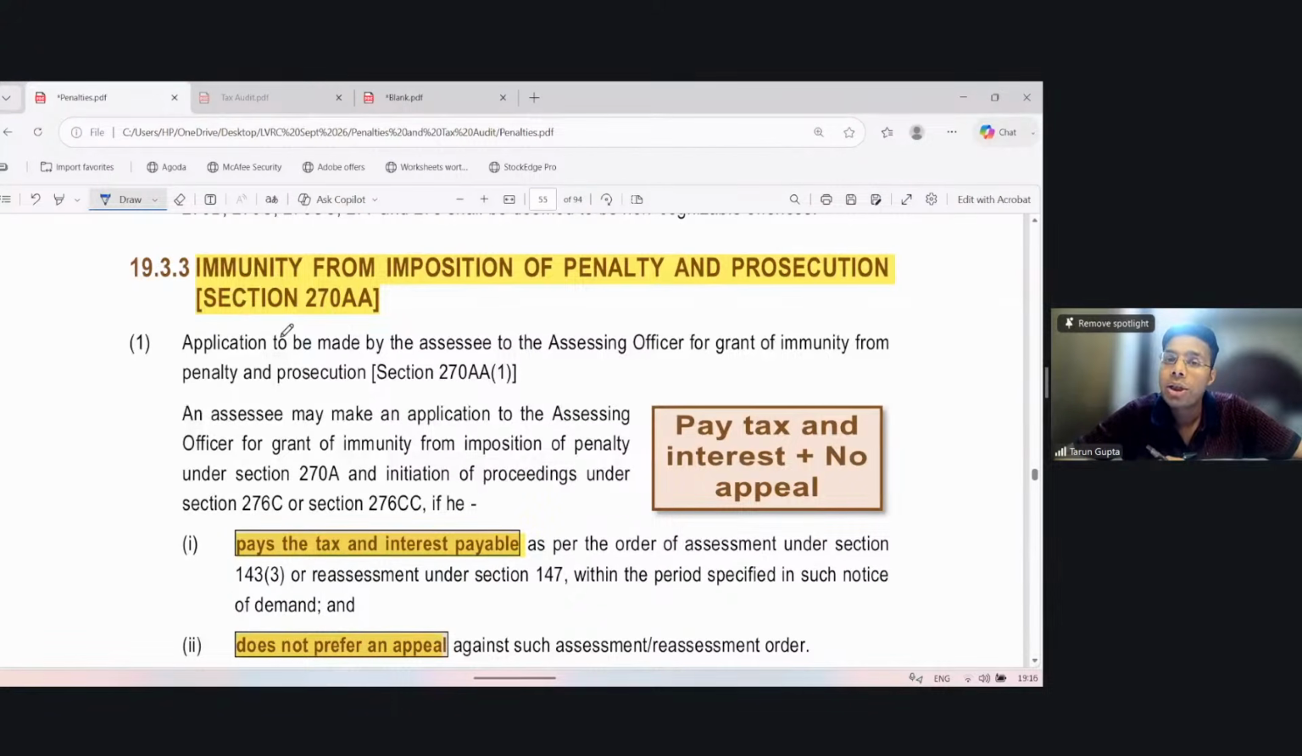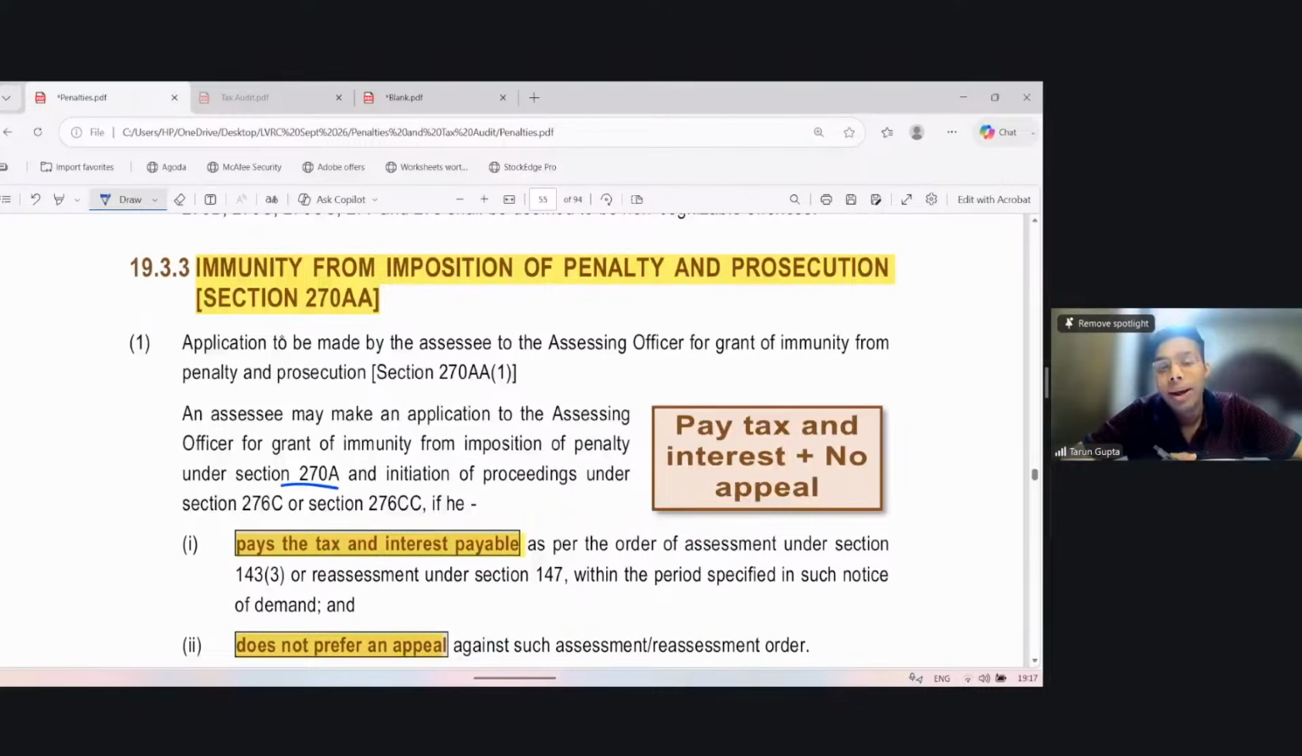So against whom, in respect of which section, can the immunity be granted? Penalty under section 270A or 276C or 276CC prosecution. So if the assessee wants to get immunity against a penalty under section 270A for underreporting or prosecution under section 276C or 276CC, then he can opt for 270AA. Remember, 270AA is not a mandatory section. The assessee may opt for it or may not opt for it. If he doesn't opt for it, he can go to the appeal route. But if he opts for it, he cannot go to the appeal route.